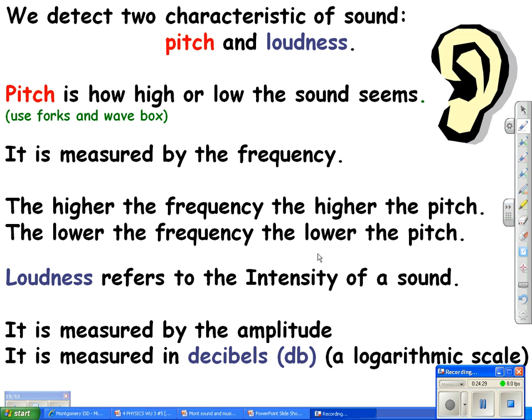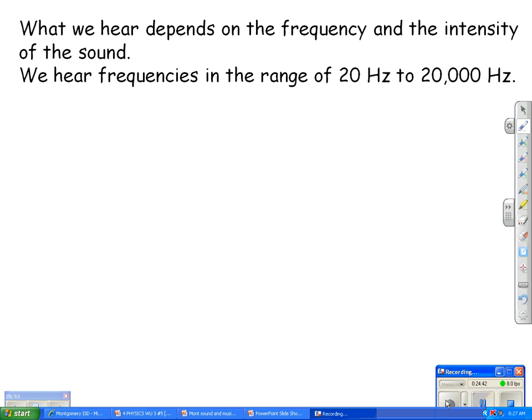It is measured in the units of decibels. What is frequency measured in? What units is it? Hertz. All right. We all good with this? Or do I need to wait?